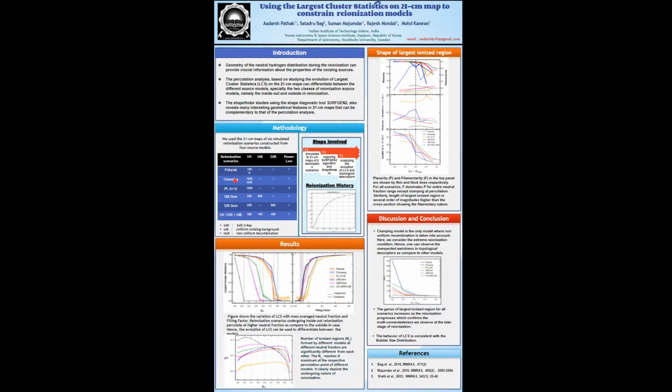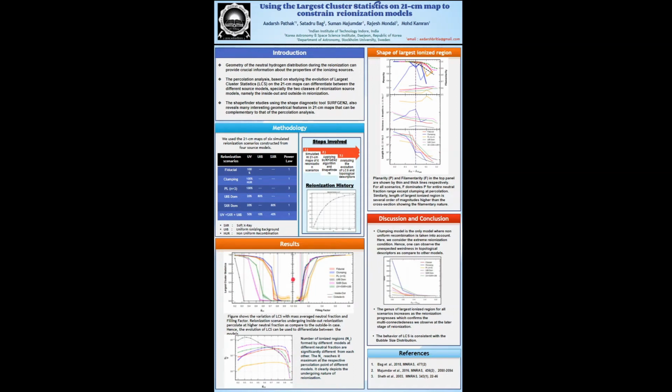So in a nutshell, what are the steps which we are following? We are mainly using the simulated HI 21 cm maps of these 6 scenarios, and we are applying the SurfGen2 algorithm on them. And finally, we are analyzing the evolution of LCS and topological descriptors. Now the interesting thing is that for all the reionization scenarios which we have discussed, the reionization history is going to be the same. Here I have plotted the largest cluster statistics with the neutral fraction and filling factor.